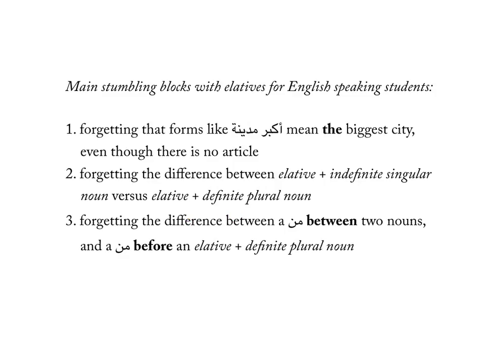And forgetting the difference between min between two nouns and min before an elative with a definite plural noun. When you have a min between two nouns, you have a comparative: A talib akbar min a taliba. The male student is bigger than the female student. That's between two nouns. But when it's before this elative plus definite plural noun, min akbar al-mudun, it means one of. So, one of the biggest of the cities.